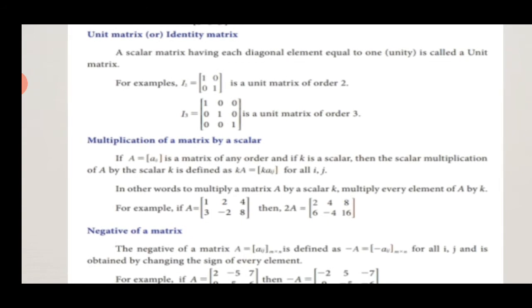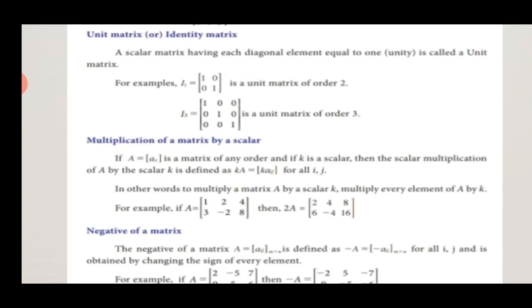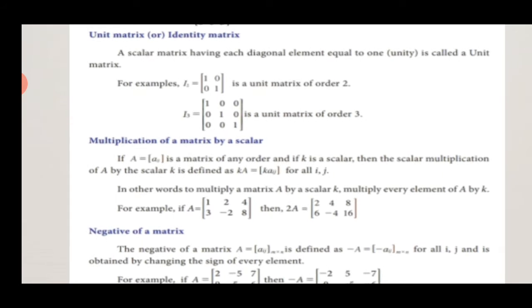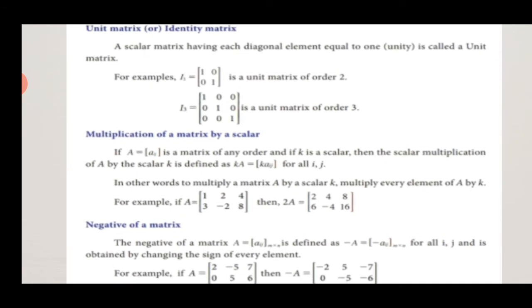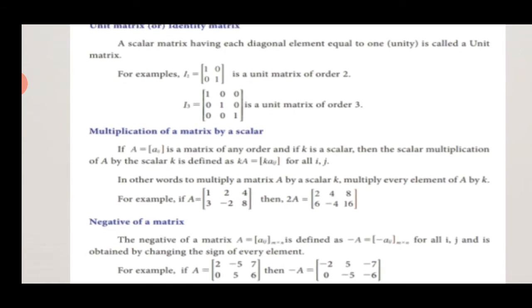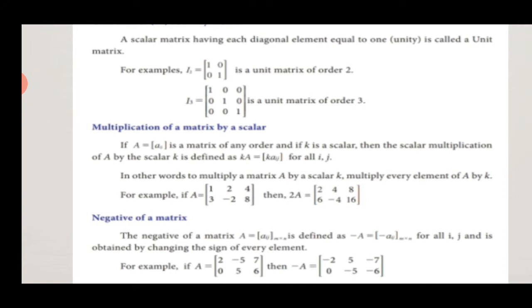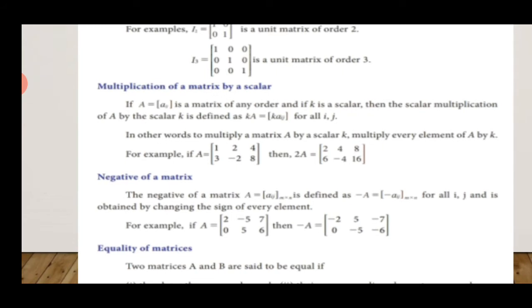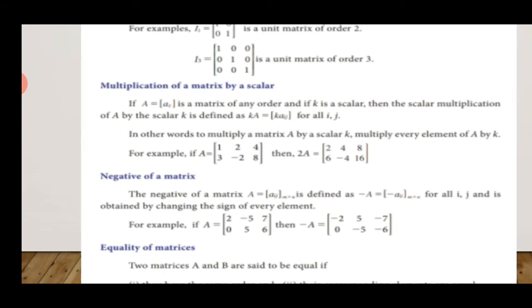Next one, unit matrix. A unit matrix is also a diagonal matrix in which all the elements on the diagonal are the same, and that same number is 1, right? So 1 or unity, both are the same. That's why it is called a unit matrix. For example, I2 means a 2 row 2 column matrix. In that you can see 1 0 0 1, the diagonals are 1 1. I3 means 1 0 0, 0 1 0, and 0 0 1. In this also the diagonals are 1 1 1, which is a unit matrix of order 3.